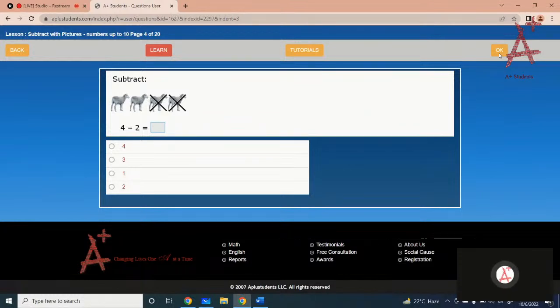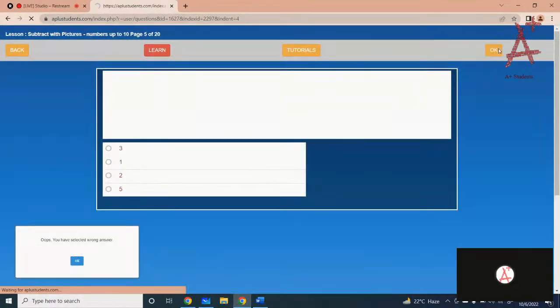4 subtract 2 is 2. Very good. So that means when you start with 4 and take away 2, you are left with 2. Got it? Very good Buffer, it's 2. So select the correct option and click on the OK button.